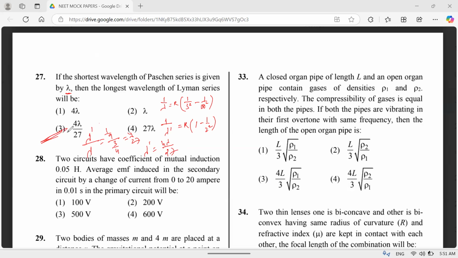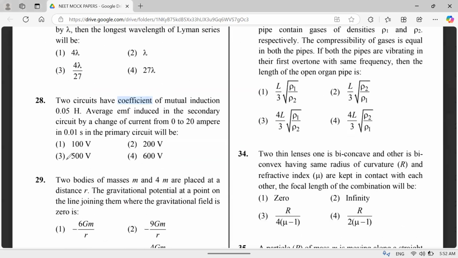Done? Sure. Question number 28. Two circuits have coefficient of mutual inductance 0.05 Henry. Average EMF induced in the secondary circuit by change of the current from 0 to 20 ampere in 0.01 second in the primary circuit will be equal to how much? Direct question. EMF E is equal to M into change in current divided by change in time. So E is equal to M value 0.05 into change in current, 20 minus 0. It will be 20 divided by how much time? 0.01. So how much it will be, beta?